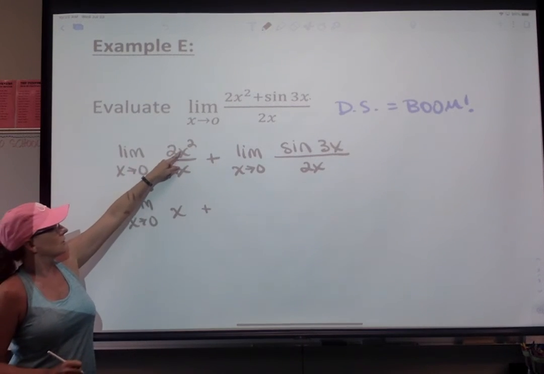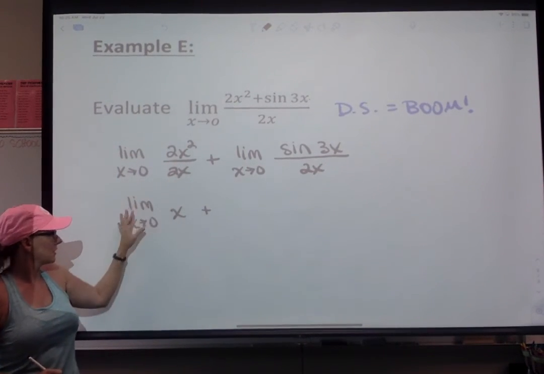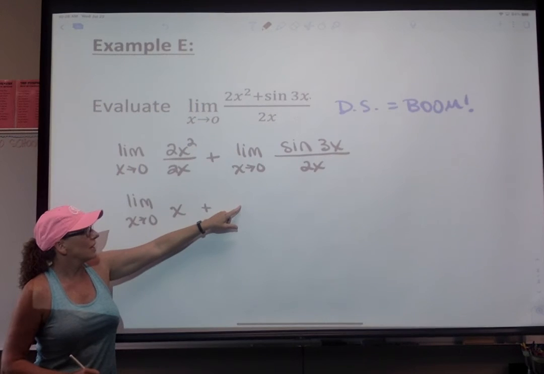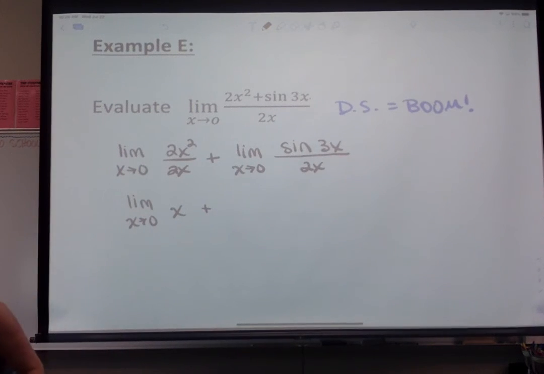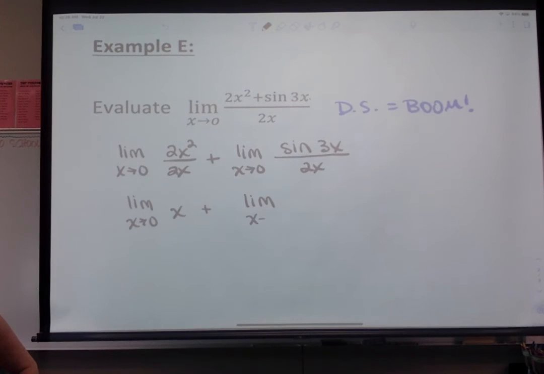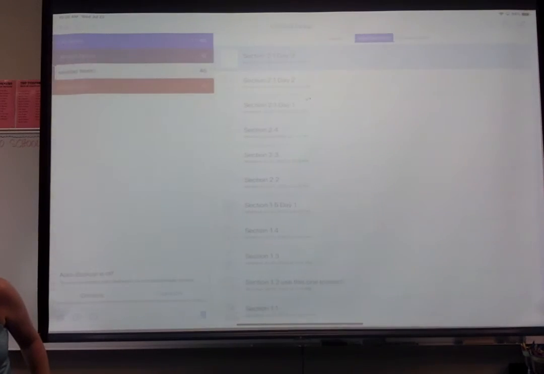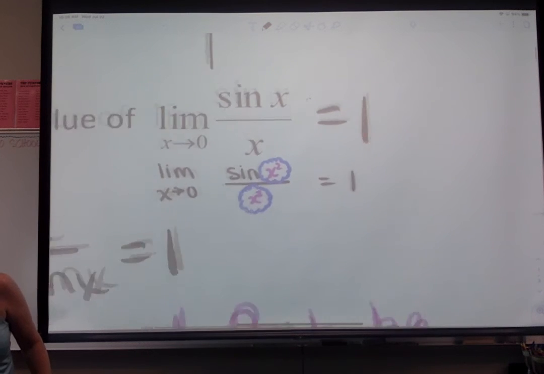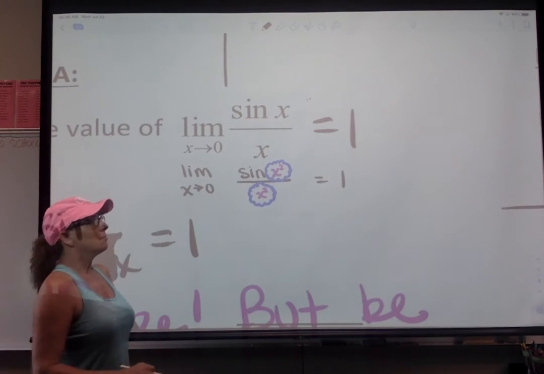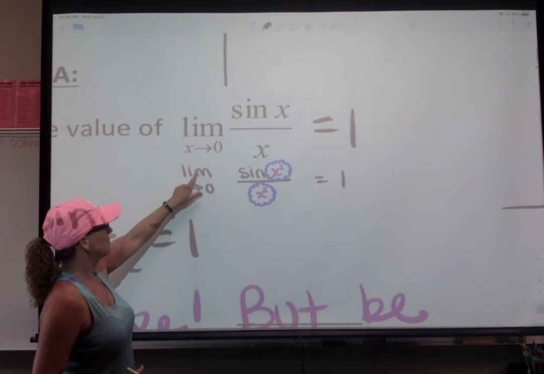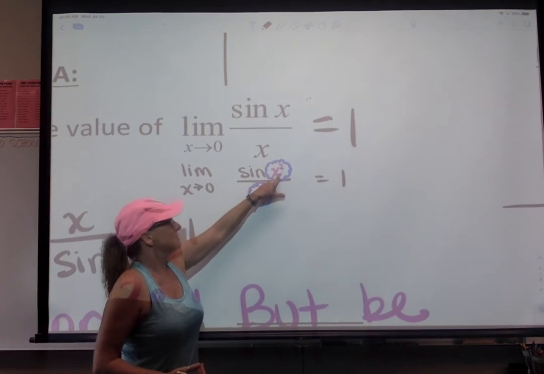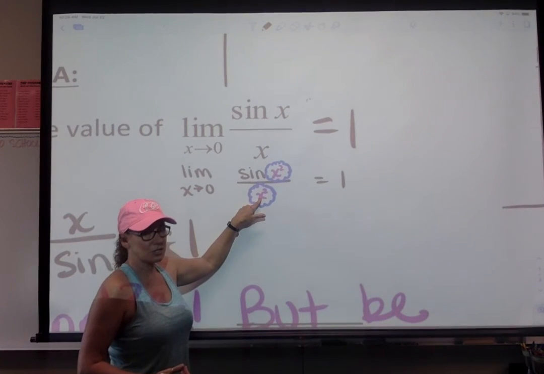Now, a couple things I'm going to do here. I canceled the 2's, reduced one of my x's, so I just got the limit as x approaches 0 of x. We're going to do that limit here in just a minute. And then right here, do you remember, it was yesterday, that one I had you memorize? But here's the catch. It has to be the limit as x approaches 0. Good, that's what we're doing. Whatever this is, this has to match.